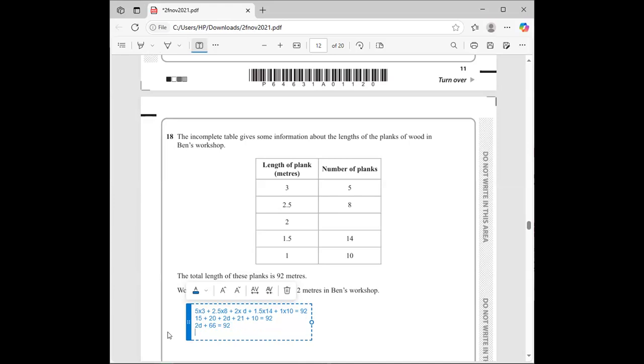What are we going to do next at this point? Move 66. Of course, minus. You move 66 to the other side, 92 minus 66, isn't it? And that will give us what? 2D equals 26.